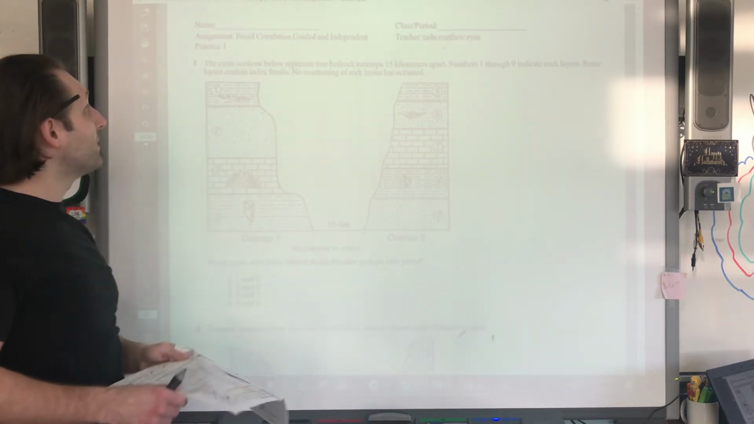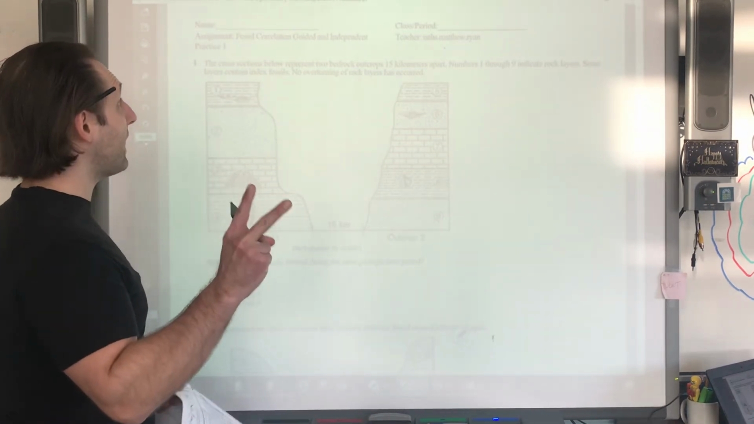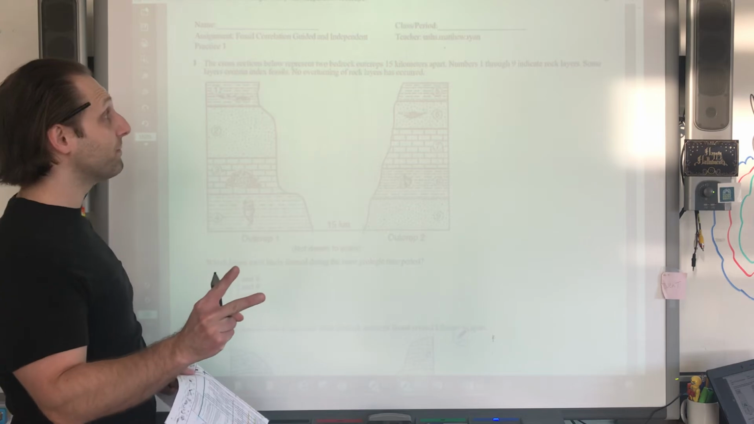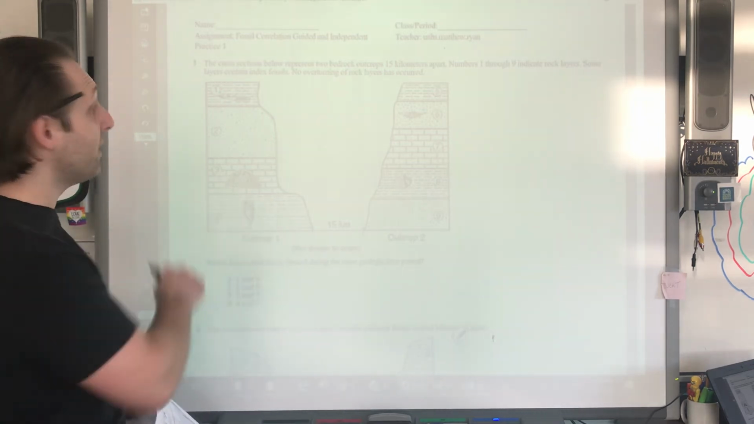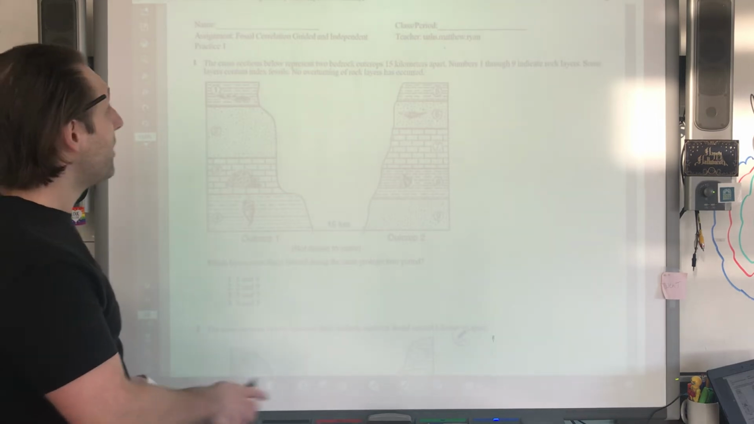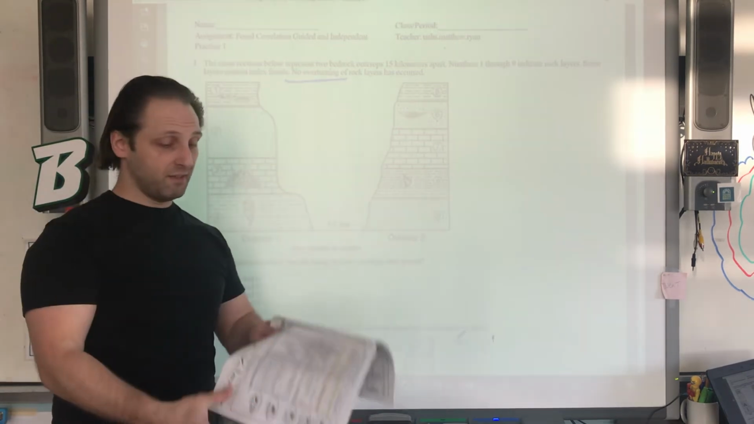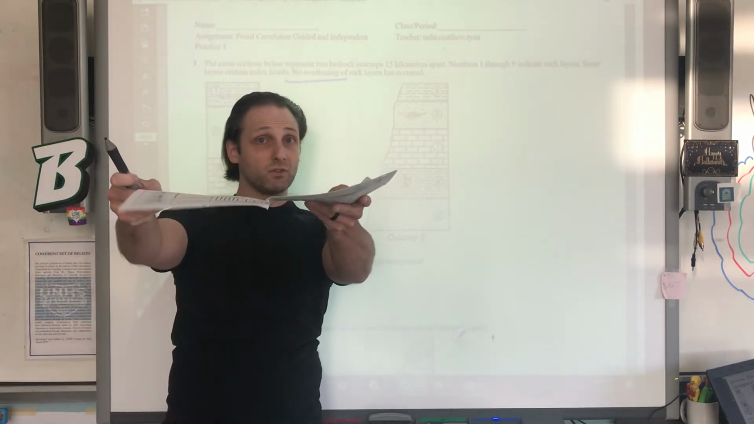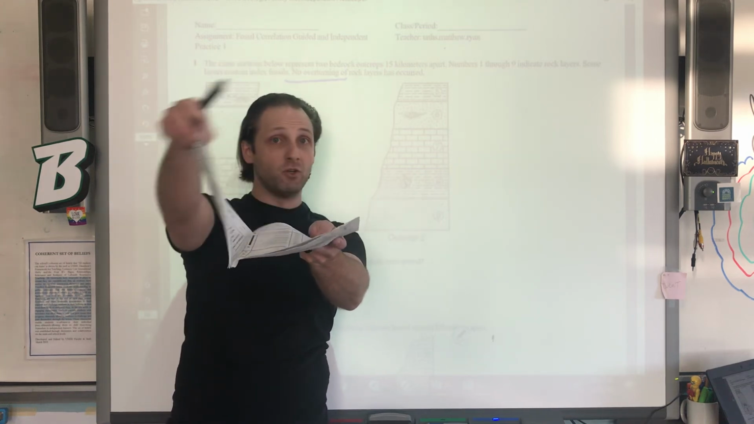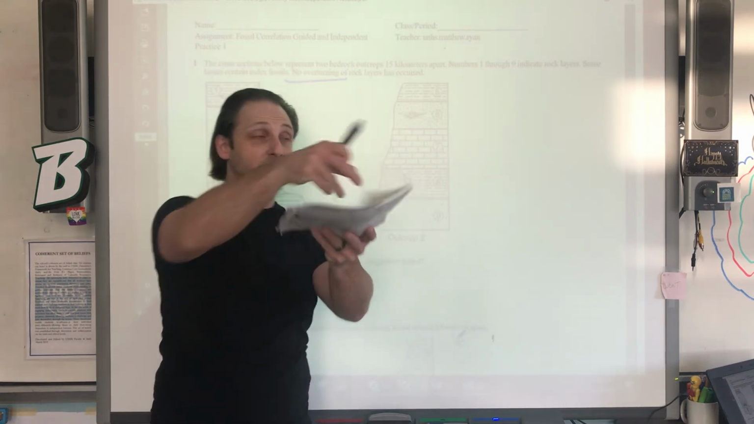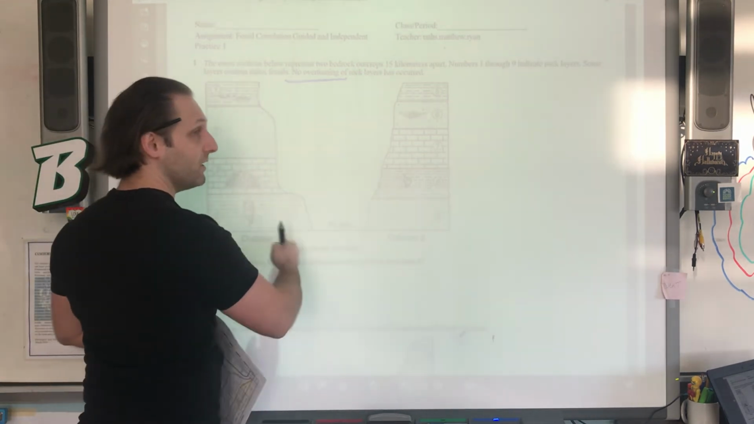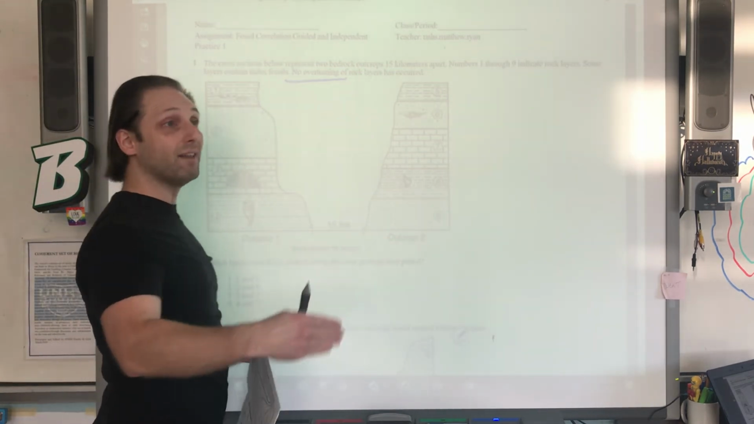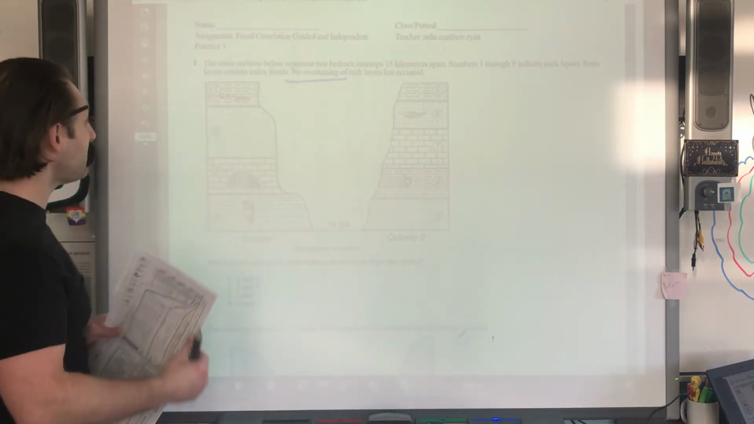The cross-section below represents 2 bedrock outcrops 15 kilometers apart. Numbers 1 through 9 indicate rock layers. Some layers contain index fossils. There has been no overturning. Remember, overturning, we've got our horizontal layers. None of this has happened. No folding, no overturning, okay? So that definitely means what's on the bottom of each place is the oldest rock for that location. Okay? Now let's take a look.